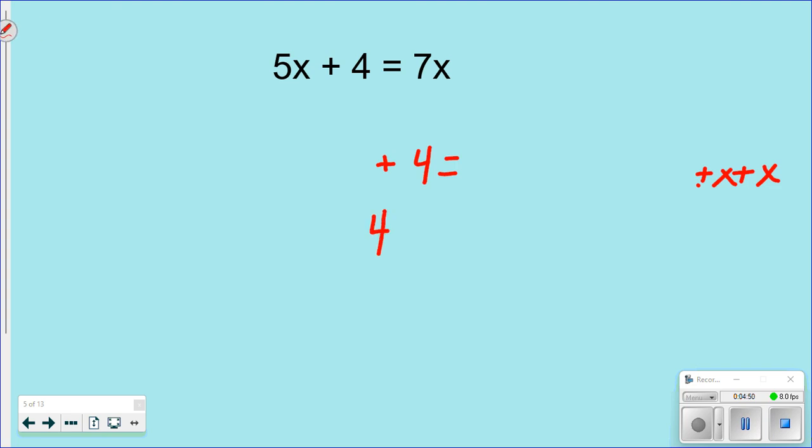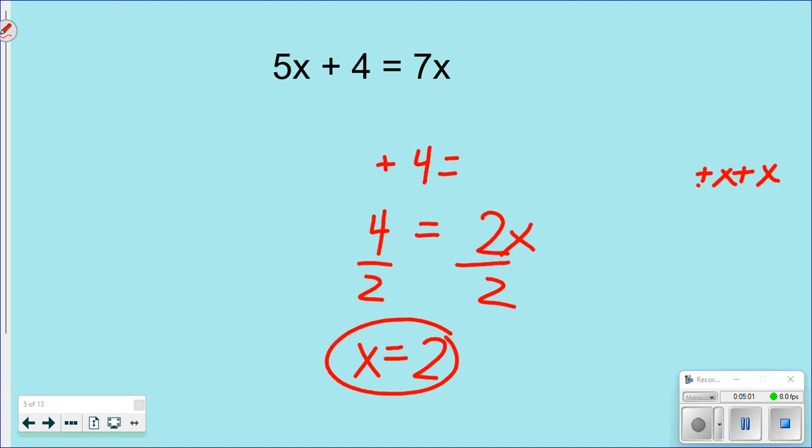We have 4 equals, and then I have 2x's, so I'm going to write it like this, 2x. And I'm going to solve like normal, divide by 2, divide by 2. x is 2. And if I put it back in, 5 times 2 plus 4 is the same as 7 times 2, which is right because both sides are equal to 14.